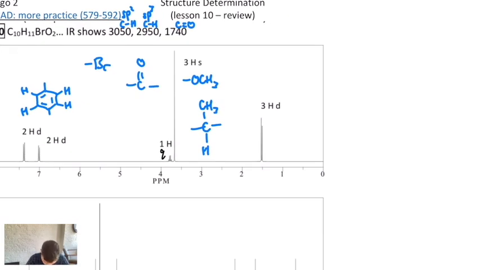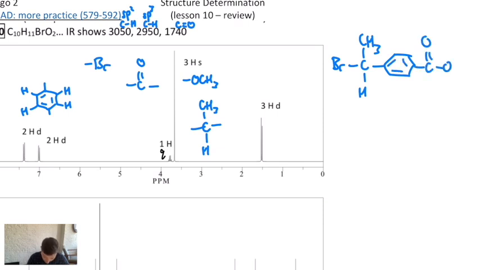And I'll show you one and explain why I think it's not the correct answer, and then we'll close with what the correct answer is. We could have the bromine connected to the methine, connected to that para-substituted benzene, connected to a carbonyl, connected to the methoxy. So this actually fits the integration and the splitting, and most of the signal locations make sense as well. The O-methyl, the para-substituted benzene, this methyl.